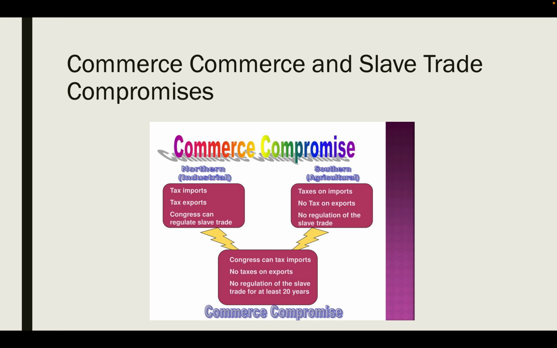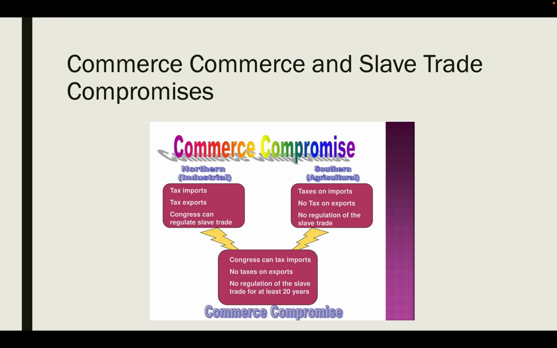The southern states want taxes on things coming into the United States, or imports, and then they do not want any taxes on exports, but they also don't want any regulations on the slave trade. And so what the compromise ends up being is that Congress can tax imports. So anything coming into the United States, Congress can place a tax on that. But there won't be any taxes on exports. So anything leaving the United States and going to other countries, we won't put a tax on it here.